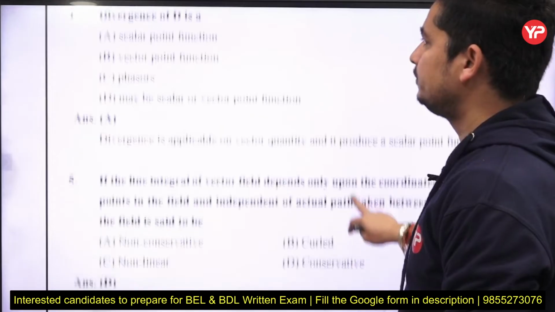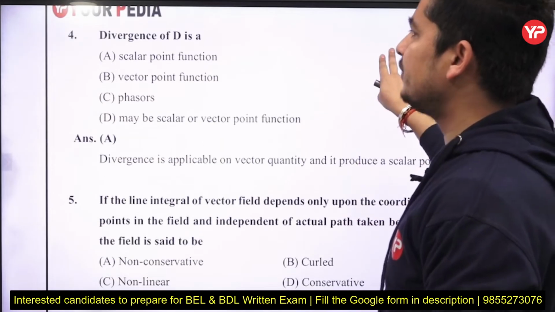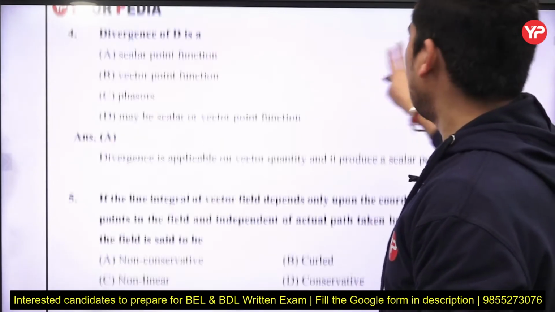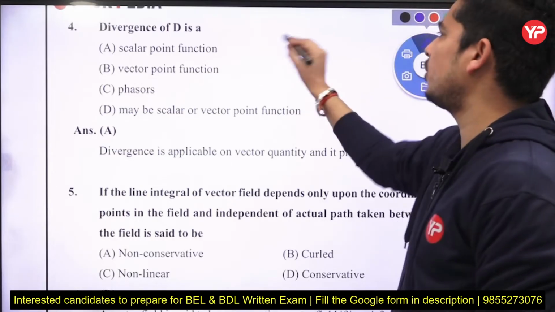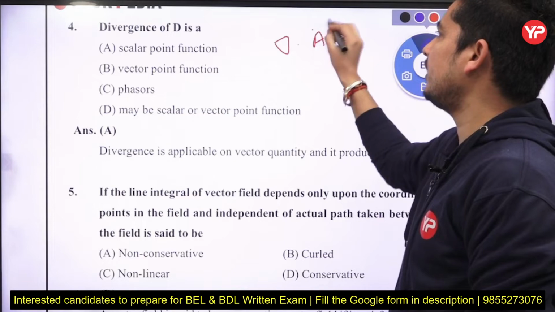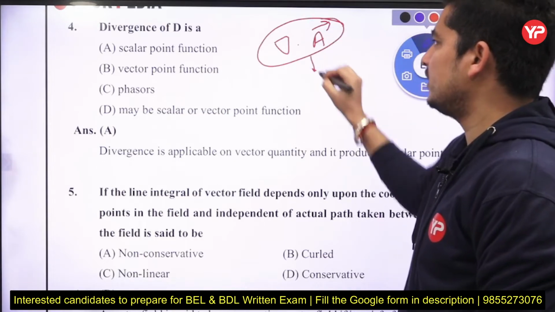Okay, the next, the divergence of D is... see, always remember, whenever you are calculating the divergence, divergence means dot product with a vector quantity, that is always a scalar.